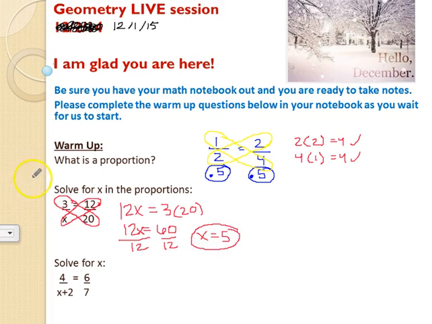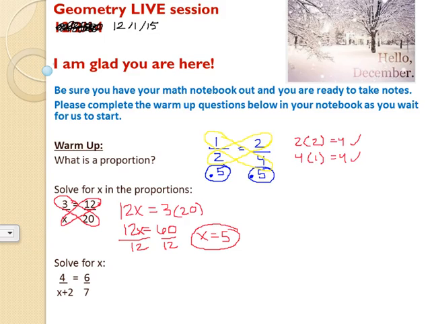Another way you could look at it is to look at 3. 12 divided by what will give us 3? 12 divided by 4 would give us 3. Whatever we divided the numerators by, we have to do to the denominator. So 20 divided by 4 is also 5. So there are 2 different ways you can look at that.